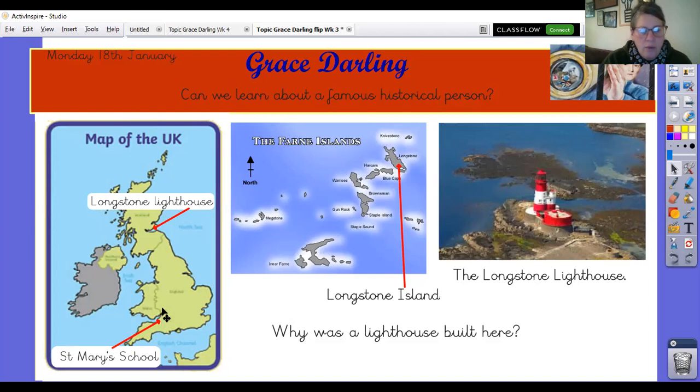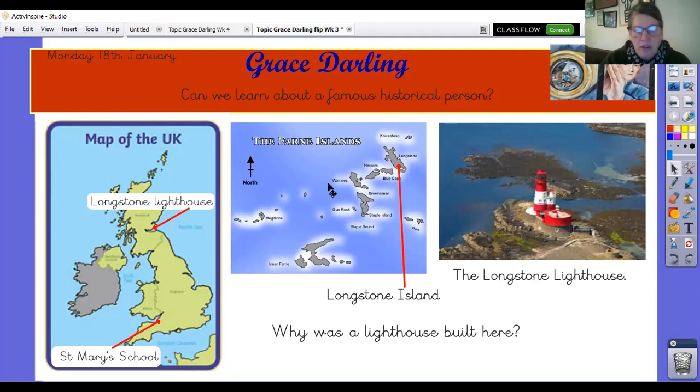And then if we go all the way to the top of the United Kingdom, past this line here, we get into Scotland. And this red arrow here is pointing to the Longstone Lighthouse. And if you remember, that is the lighthouse where Grace Darling lived with her family. Now, imagine we were to zoom right in on this area here. We would get to a place in this little part of the sea here called the Farne Islands.